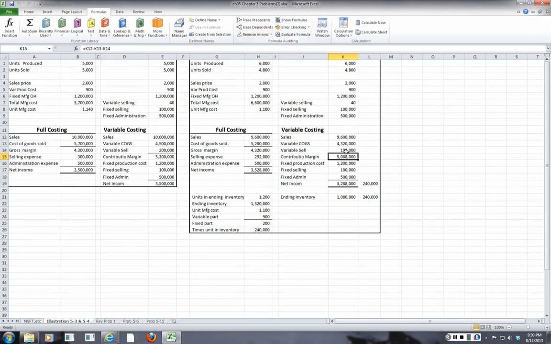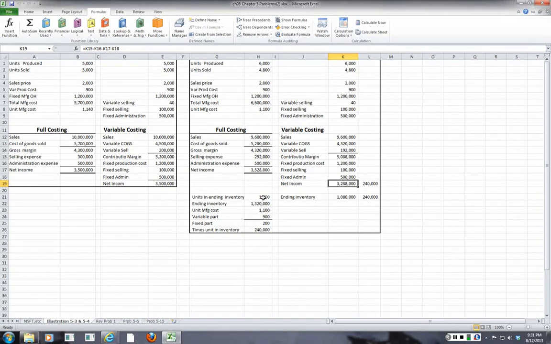So the contribution margin is $5,088,000. Then from that we deduct our fixed manufacturing overhead of $1.2 million, and our fixed selling expenses, because we have the variable portion up here. So the fixed is here and the fixed administrative is here. So we get $3,288,000, which is $240,000 less than what we get under full costing, $3.5 million.